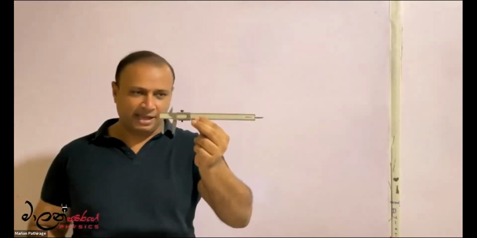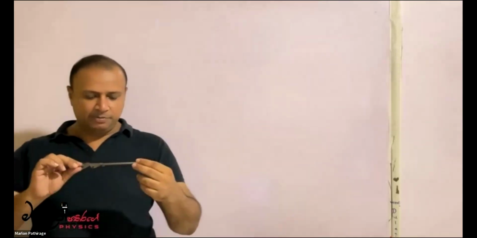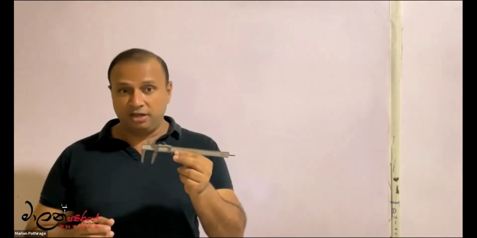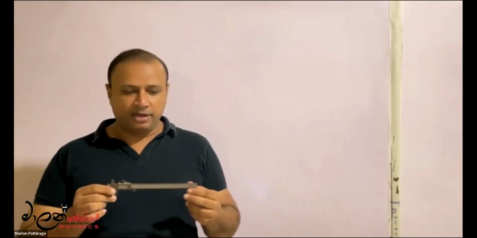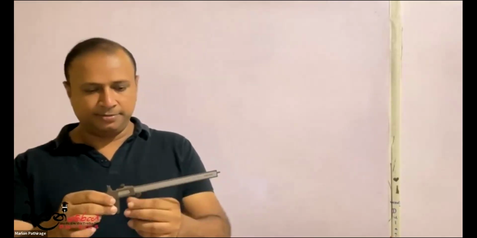So this is the vernier caliper. In this vernier caliper, there are some parts to be identified. You must identify these parts. Look at this one.